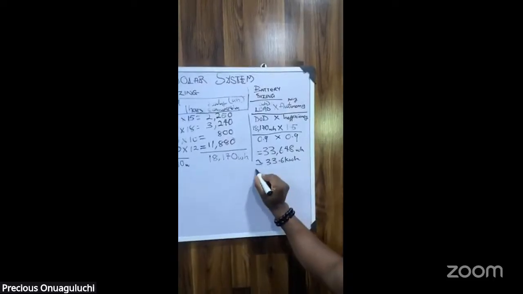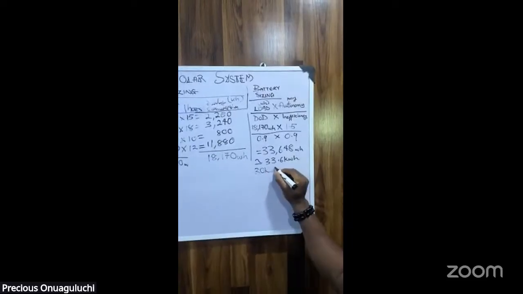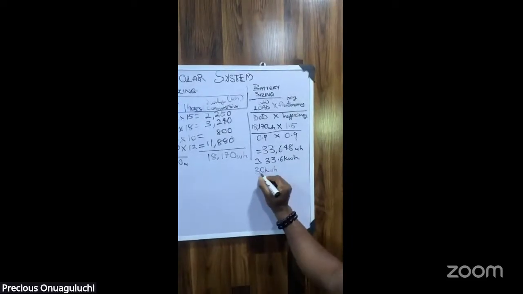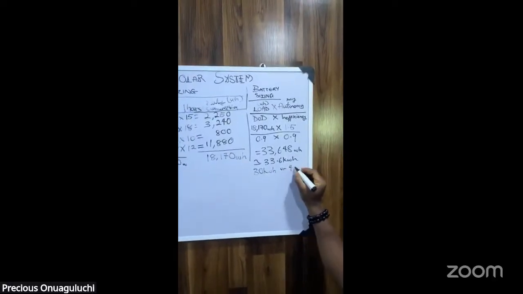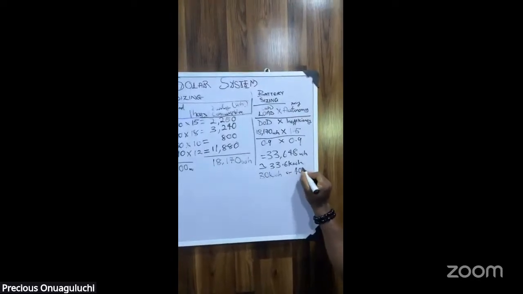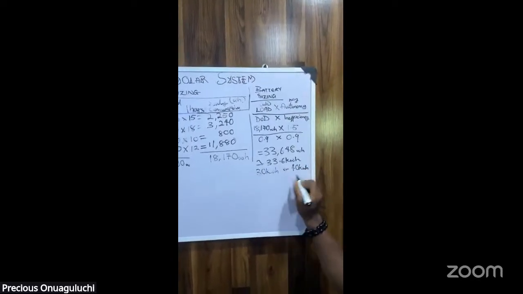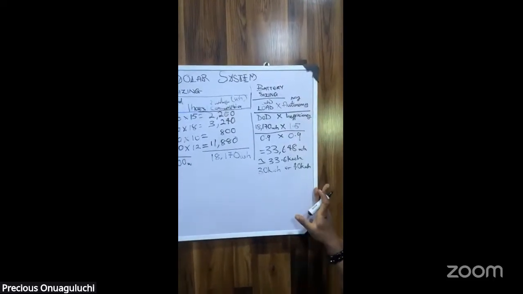So either we go for a 30 kilowatt battery, or we go for 45 or 40 kilowatt. We can get a 40 kilowatt battery. So now this is how to do the battery sizing.